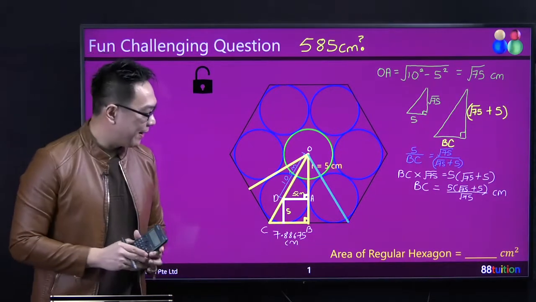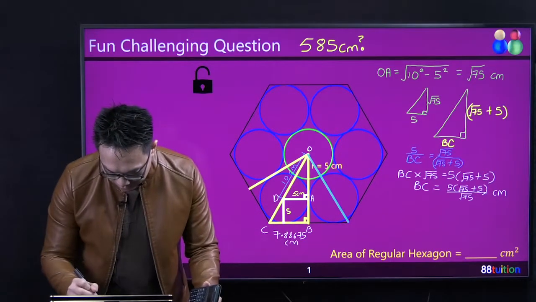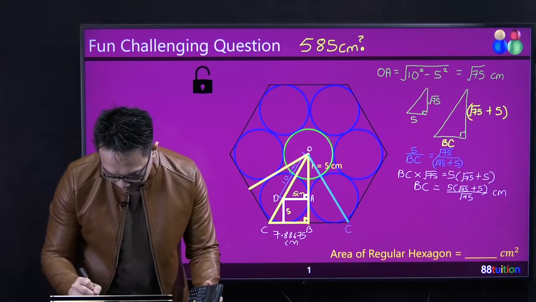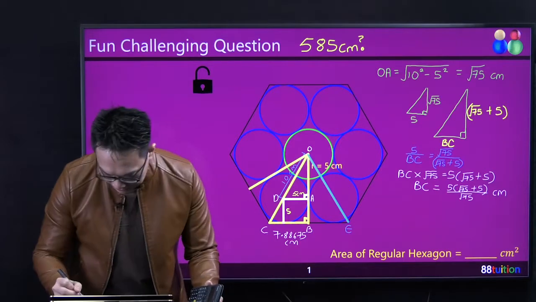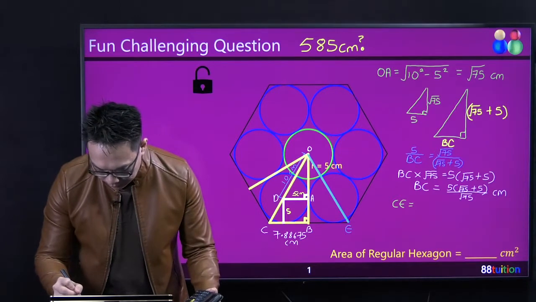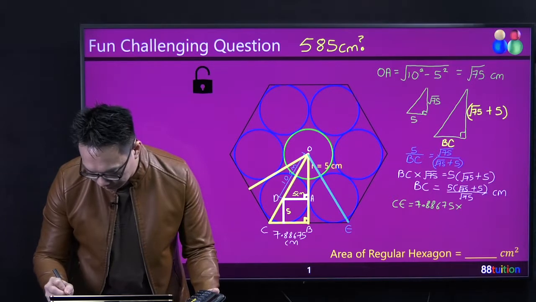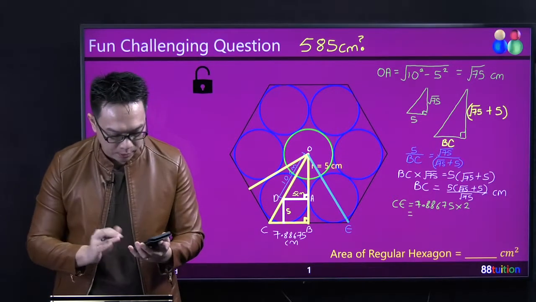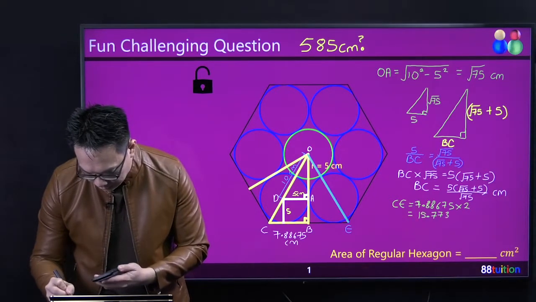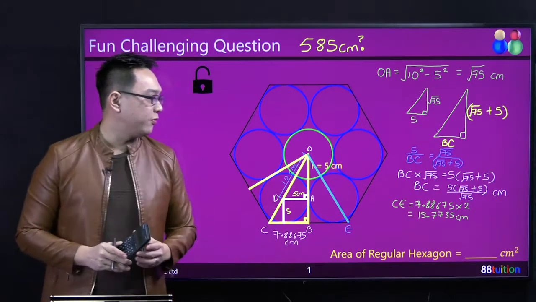So let me go and find the entire length here first, for the base. We have A, B, C, D. Can we call this E? Call this E. So let me go and find my CE first. CE is actually equal to this number here, 7.88675 times 2. That will be equal to 15.7735 cm. So I have my entire base of CE already.